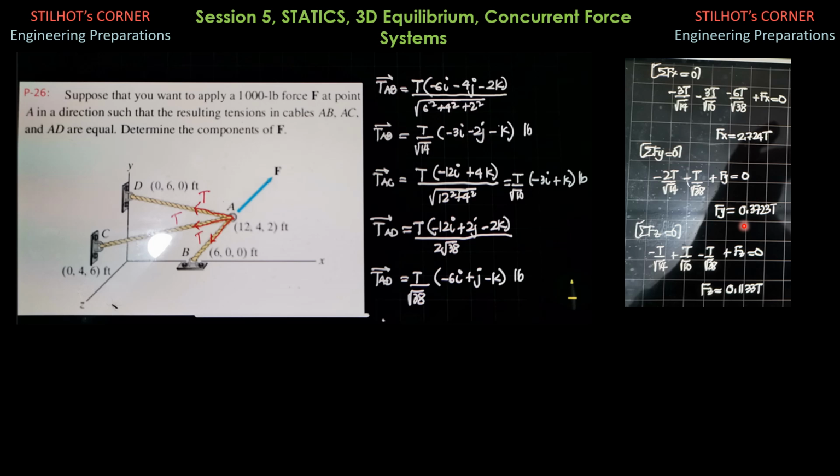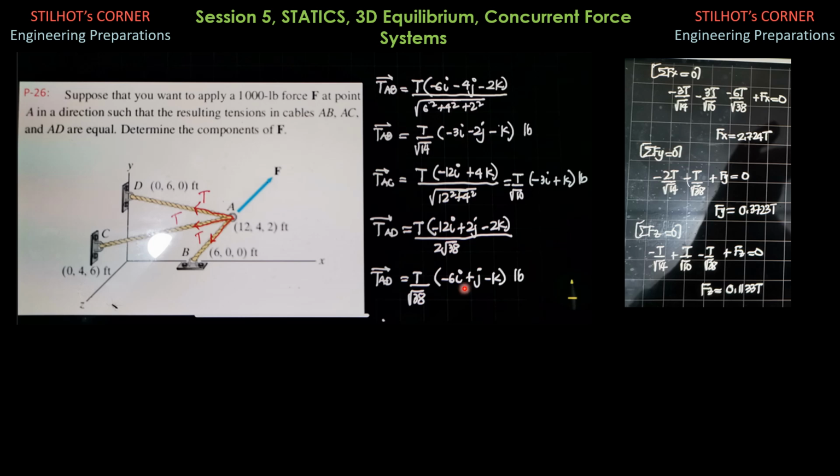Then plus minus 1 over square root of 38. So it is 0.73723 of t. So it is 0.73723 of t.